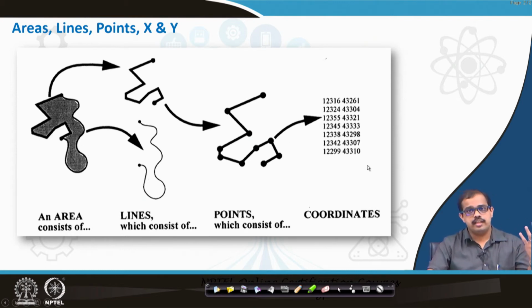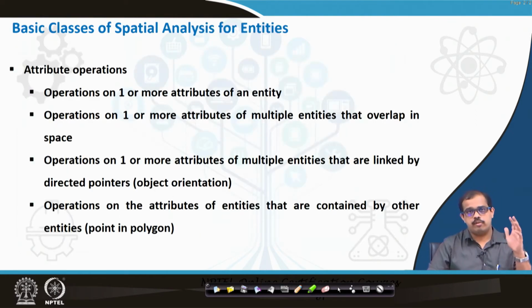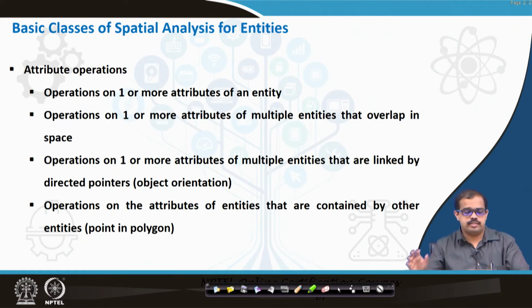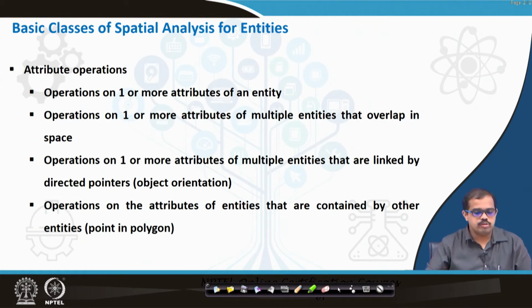So the first thing is what kind of data representation model is there. If this is the representation model, what kind of analysis can be done. I am just trying to give you an example of how a vector data model works and how the information has to be sought out. Then there are the basic classes of spatial analysis for entities. Entities are separate objects that are not continuous, they are discontinuous objects.